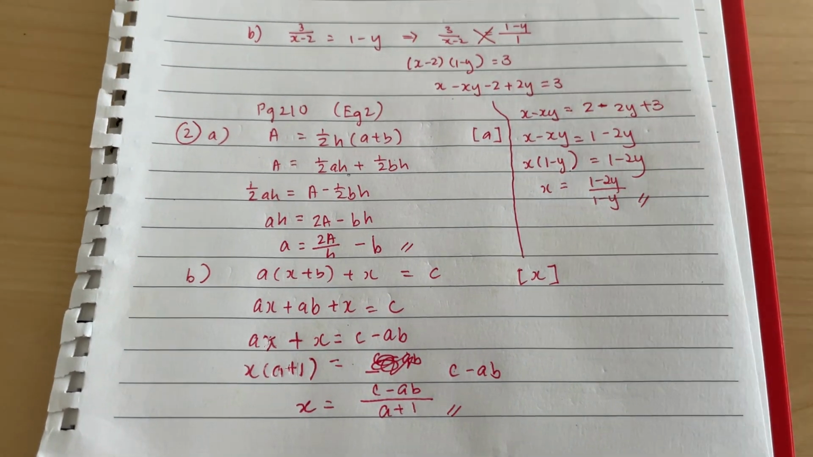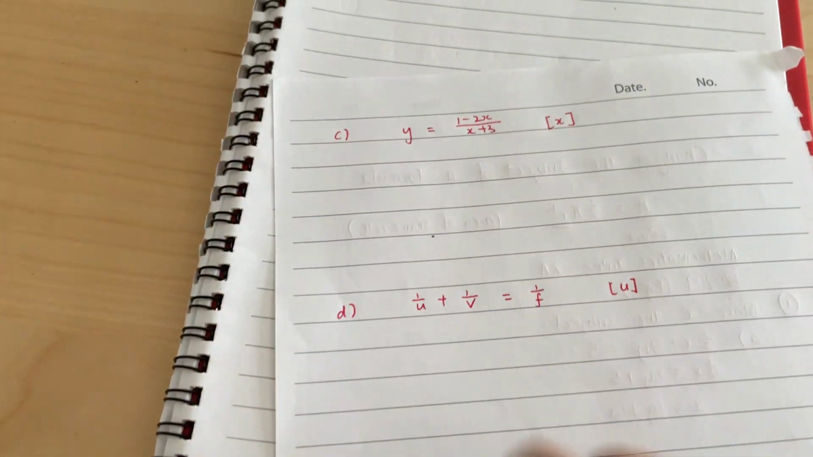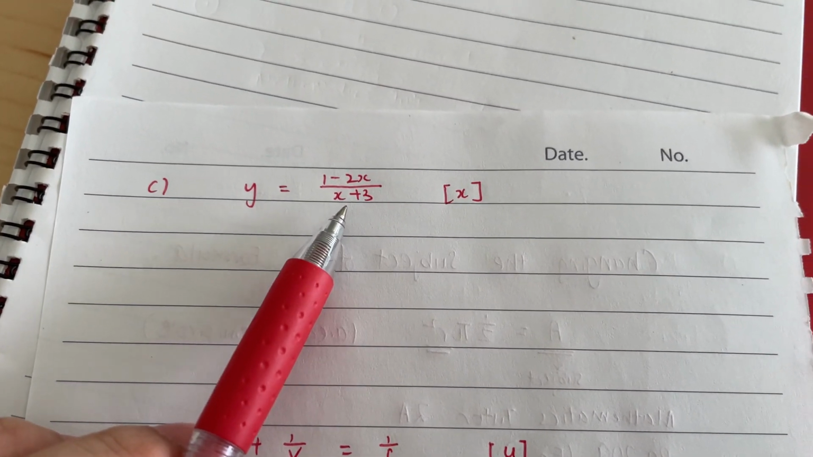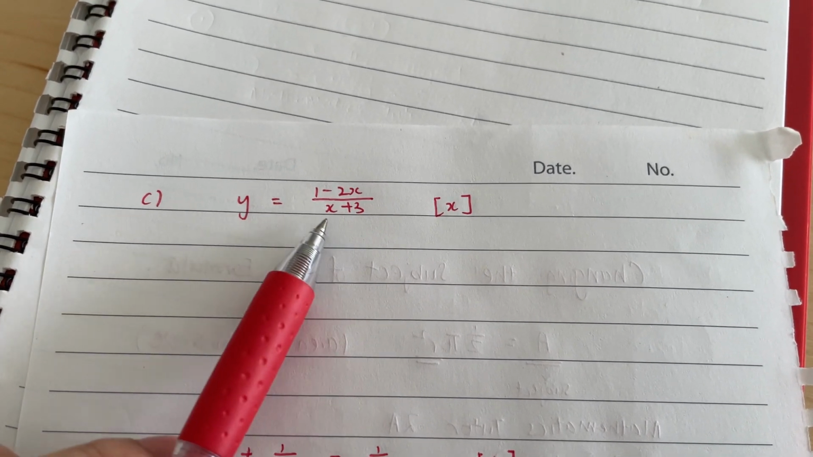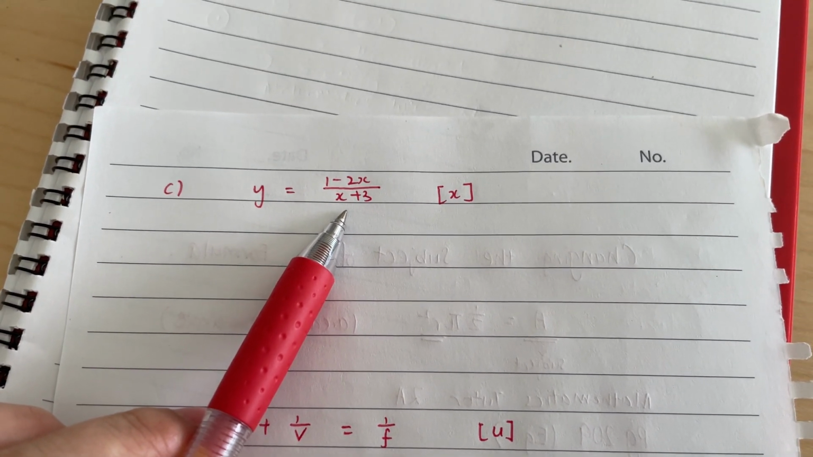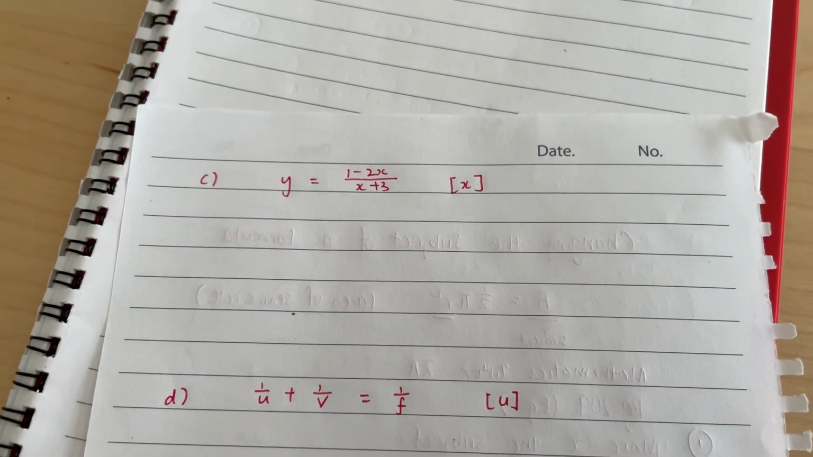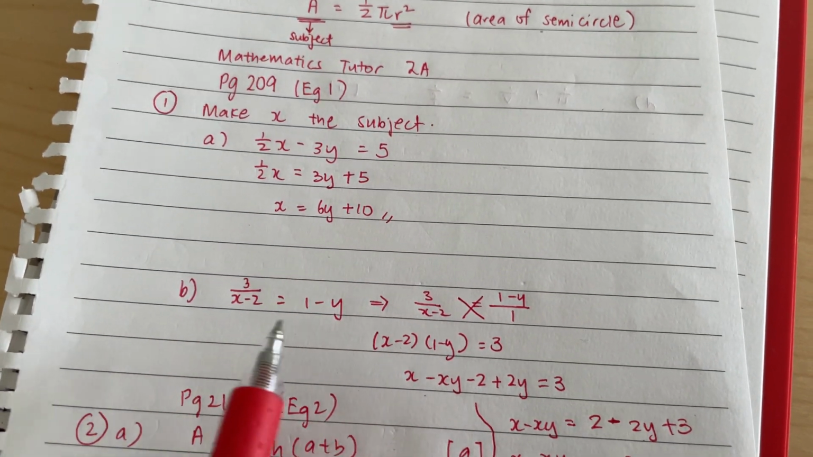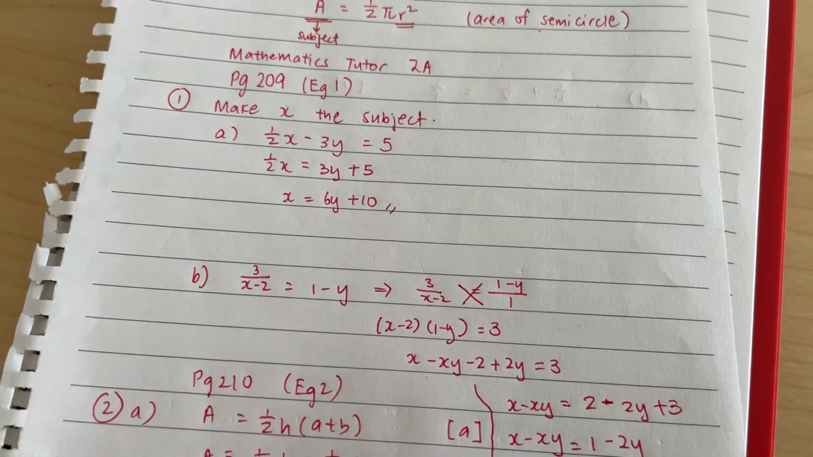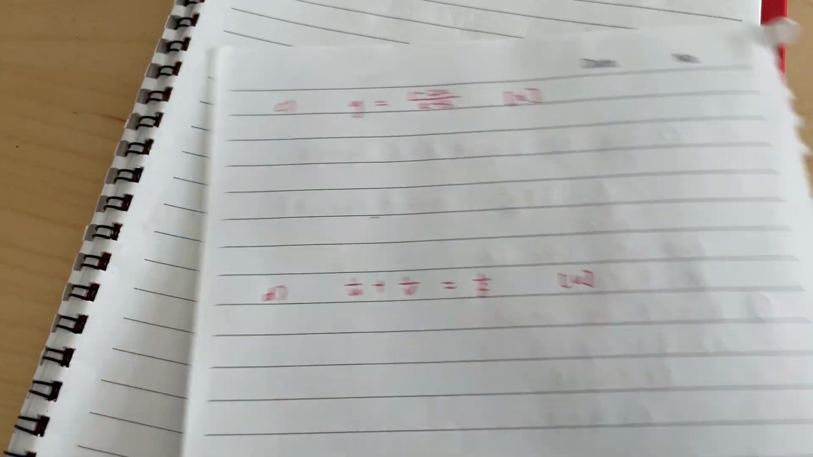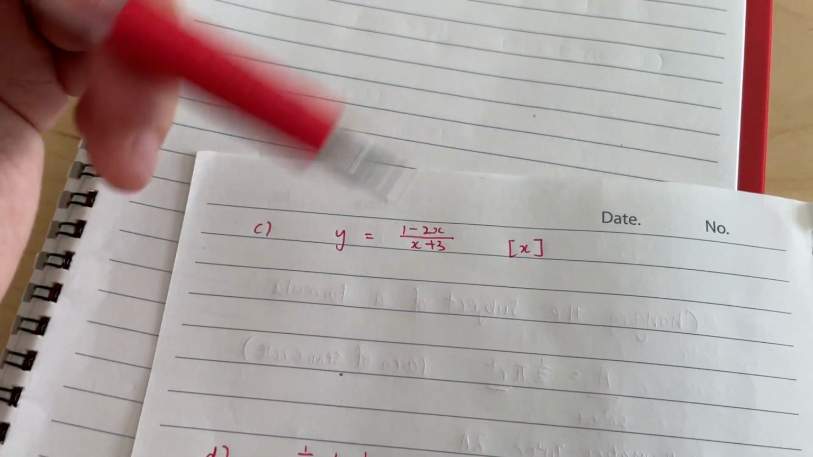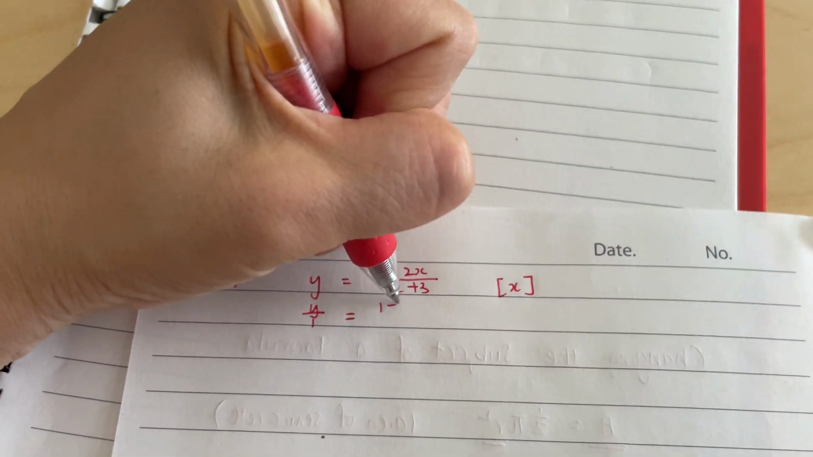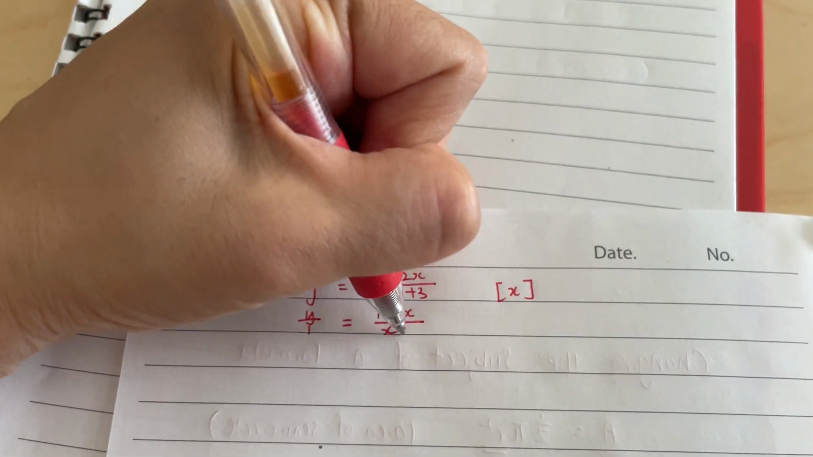I'm going to move on to the following page to tackle C and D. Now, over here, you realize that on the left hand side, it's a letter y on its own, and on the right hand side, we have a fraction. Similar to the previous question, over here, let's try to make the left hand side, which is y, become a fraction. Alright, then after that, we could cross multiply. So y over 1 equals 1 minus 2x over x plus 3.